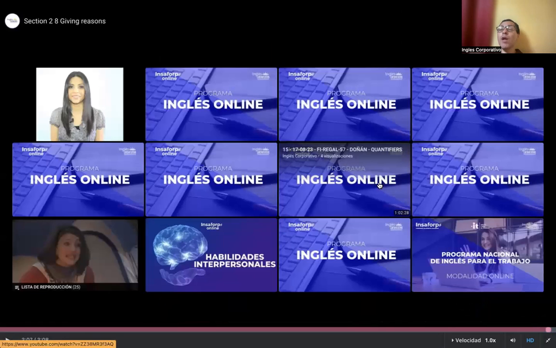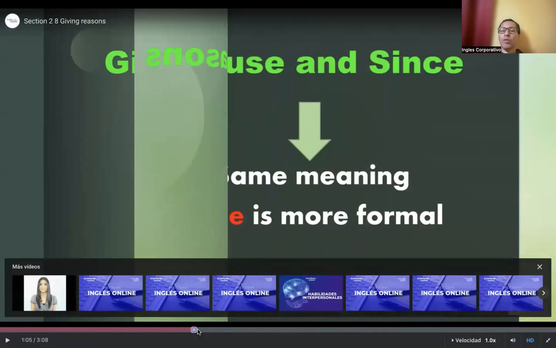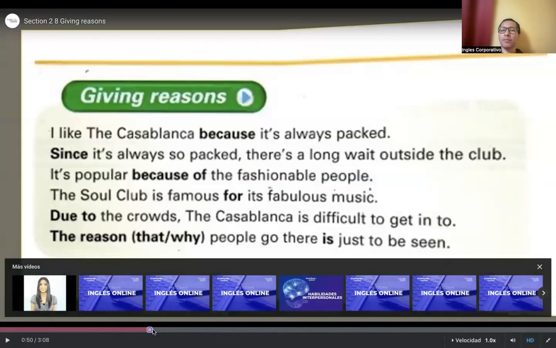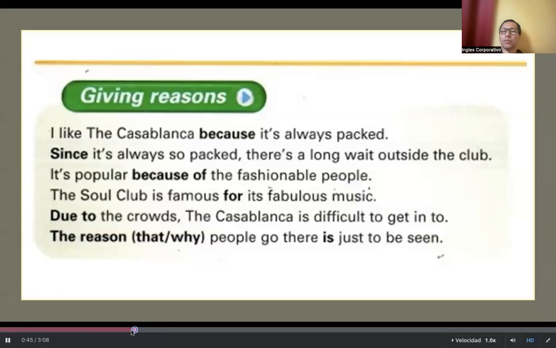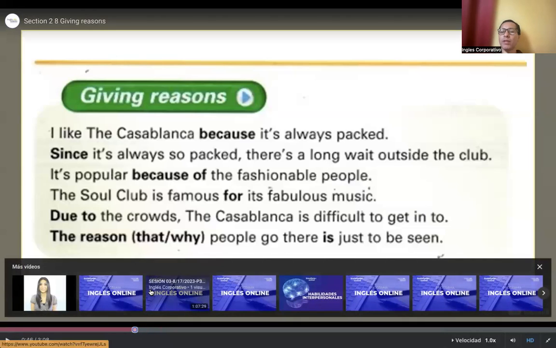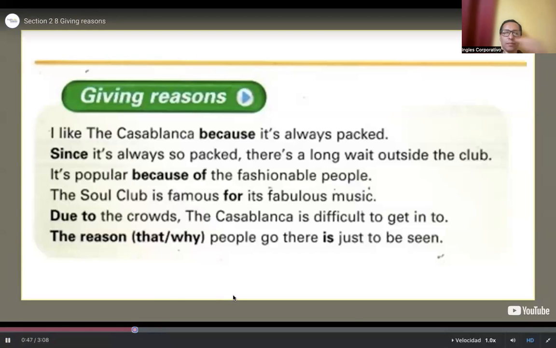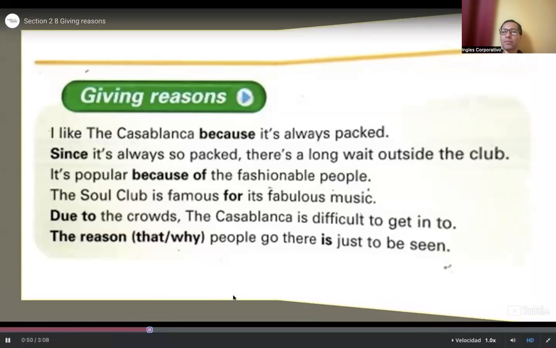Excellent. So now we learn different ways to express reasons. What are those ideas? Since. We use a couple more. One more time. Just to be seen. There we can see. The reason why people go there is just to be seen.